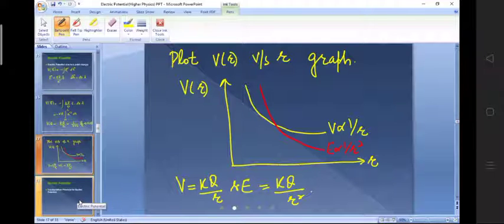Okay, why am I teaching this to you? Because we have to go to the superposition principle, and many questions have been asked on the superposition principle in competitive exams. Okay, that's why.